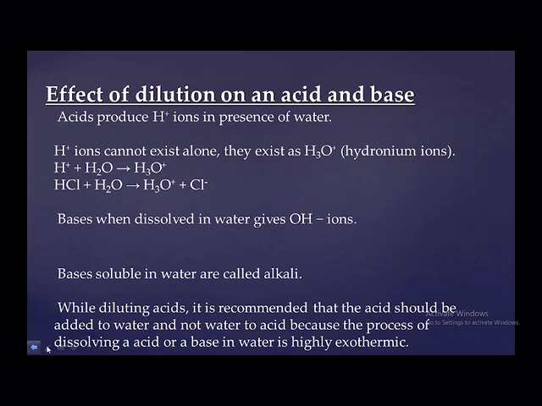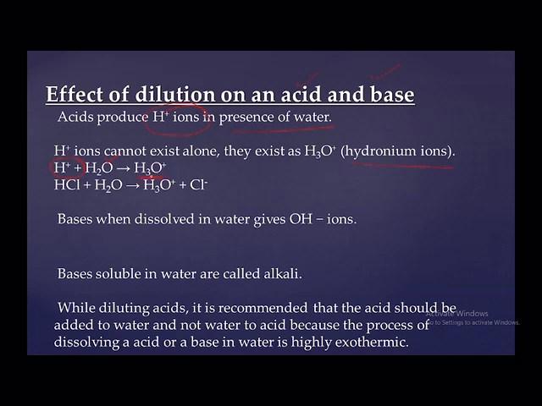So let us get into the effect of dilution on the acid as well as base. Acid, as we have discussed, produces H plus ions in presence of the water, and whatever H plus ions are produced from acid, it reacts with water and results in formation of the hydronium ions. So H3O plus which is formed is the hydronium ion.